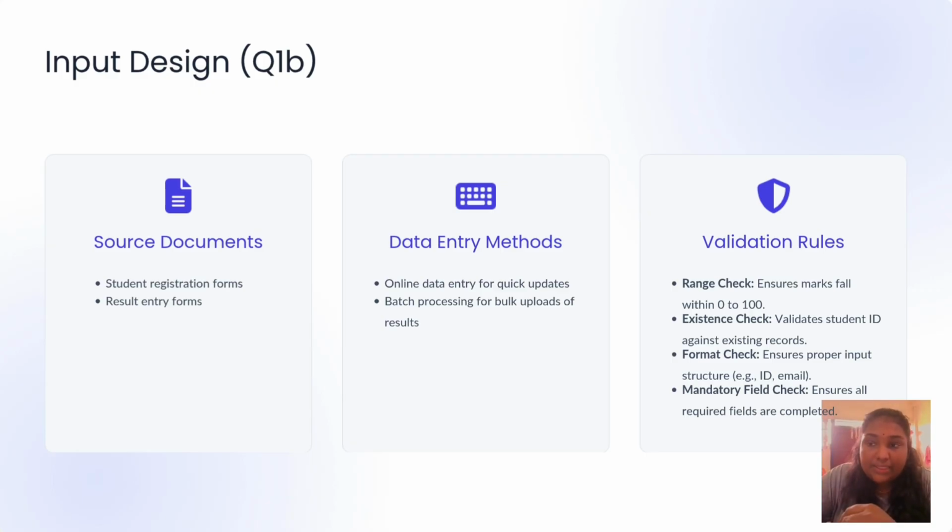For data entry methods, there is online data entry for quick updates and batch processing for bulk uploads of results. For validation rules, a range check ensures marks fall within 0 to 100. Existence checks validate the student ID against existing records. A format check ensures proper input structures, for example ID and email. A mandatory field check ensures all required fields are completed. So this is basically what input design is in our question.